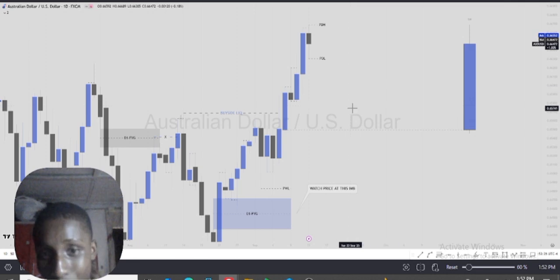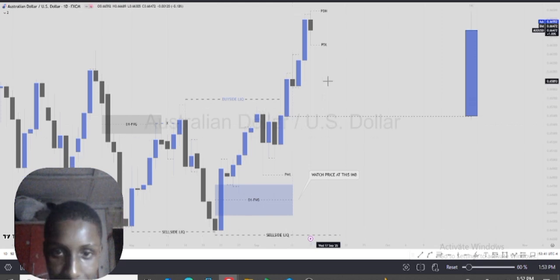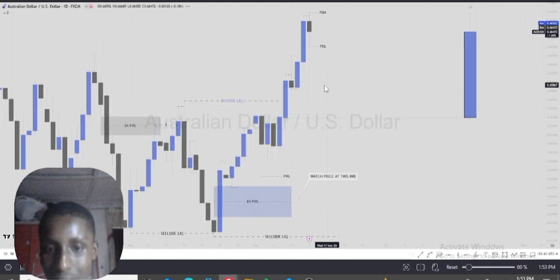So I'm still expecting more buys on ADSD. We don't have any imbalance though. So I'm expecting more buys. On H4 also, you can see the H4, I'm bullish.